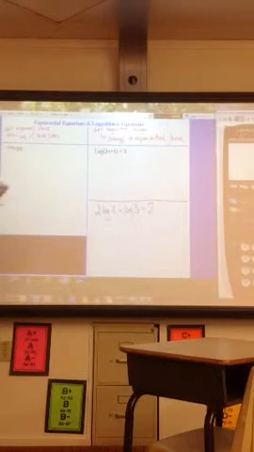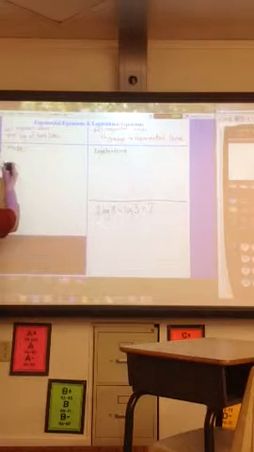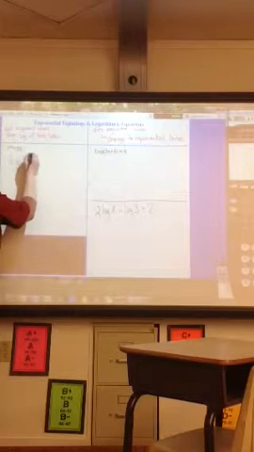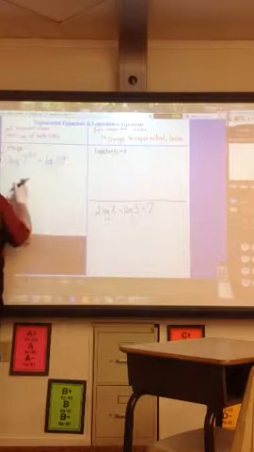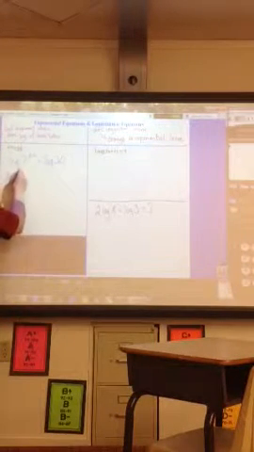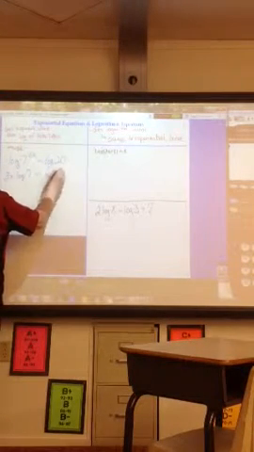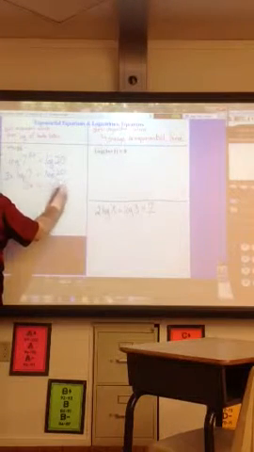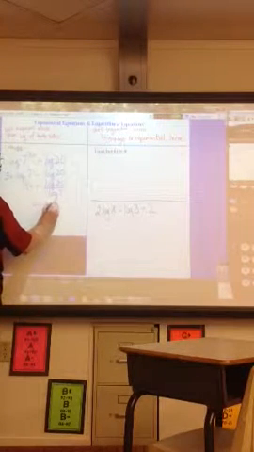So if we look at this first example, the exponential is by itself, so I'm going to take the log of both sides. Then I'm going to use my properties of logarithms. That power becomes the coefficient out in front. Then I'm going to get the x term alone. And then finally I'm going to divide by 3.